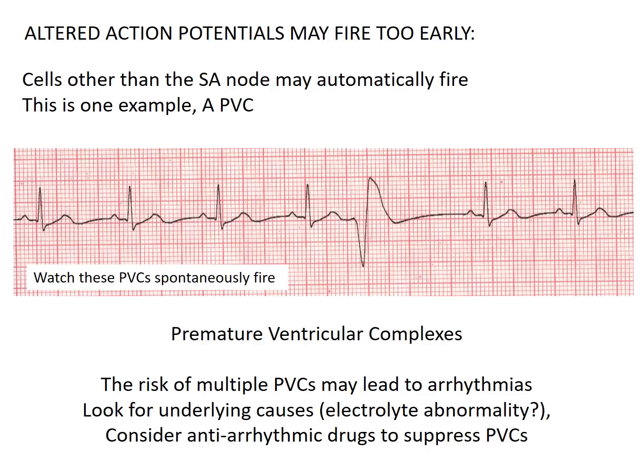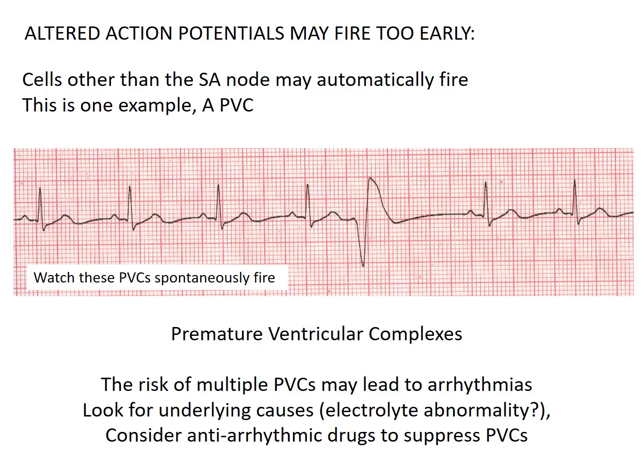Here's an example of an action potential firing too early. So we see nice PQRST moving through this whole rhythm strip, and then suddenly you get this PVC, this premature ventricular complex. Now we all at some point have PVCs. It may not be uncommon to have one or two PVCs in some individuals every minute. Sometimes PVCs are not problematic.